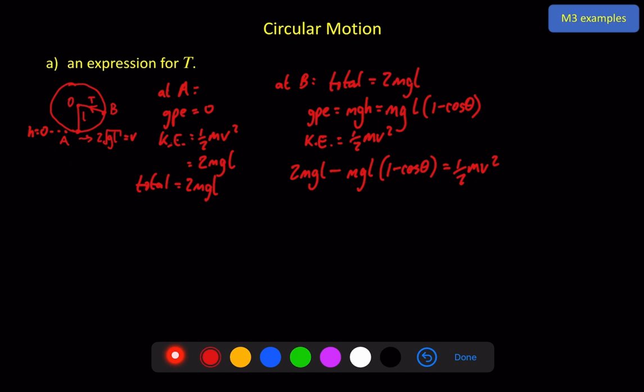Of course, to get an expression for T, we're going to need to resolve along the radial direction at B. So here we've got mg, so this way we've got mg cos theta, and using our F equals ma equation, the resultant force in towards the center is T minus mg cos theta is equal to m, and then we're going to use v squared over r, where r is equal to L. But we know what mv squared is. It's just 2 times this thing. So I'll just squeeze in the space here, multiplying everything by 2 here and here, expanding out this bracket. We're going to get 4mgL minus 2mgL. That will be 2mgL. And then we're going to have plus 2mgL cos theta.